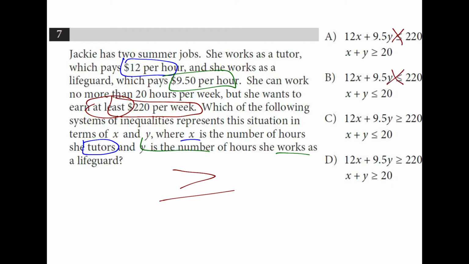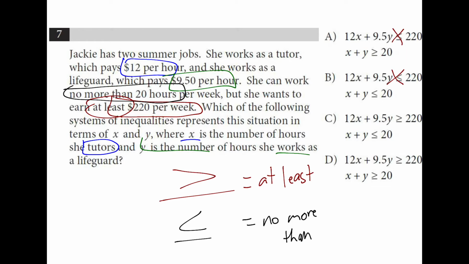And the last detail is the number of hours. No more than 20. So no more than means less than or equal to. So that would be C.